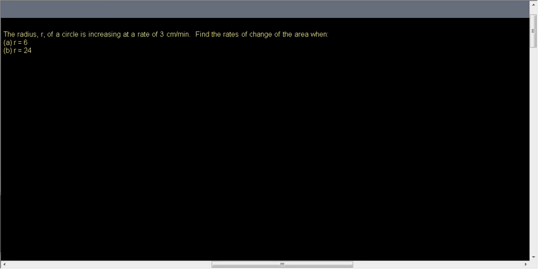All right, here's a couple more problems involving rates of change. The radius r of a circle is increasing at a rate of 3 centimeters per minute. Find the rates of change of the area when r is equal to 6 and r is equal to 24. So now I'm using the problem here, and I say find the rates of change of the area. That means that I need an area equation.